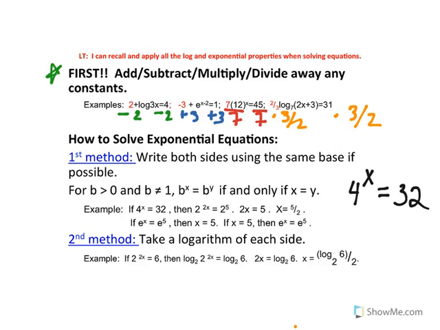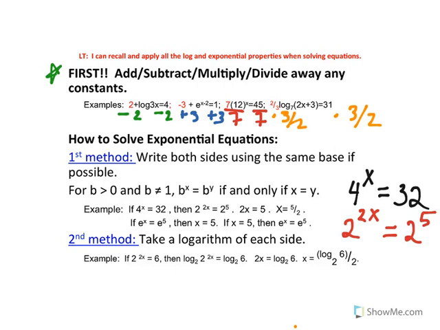So then my next step is, can I rewrite both sides to have the same base? And from last class, you should have discovered that I can rewrite 4 as 2 squared, and we're going to hold on to the x. And I can rewrite 32 as 2 to the 5th power.